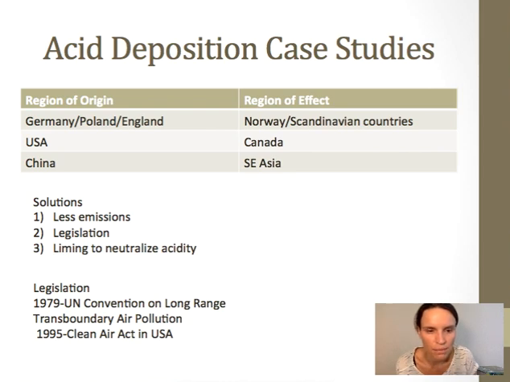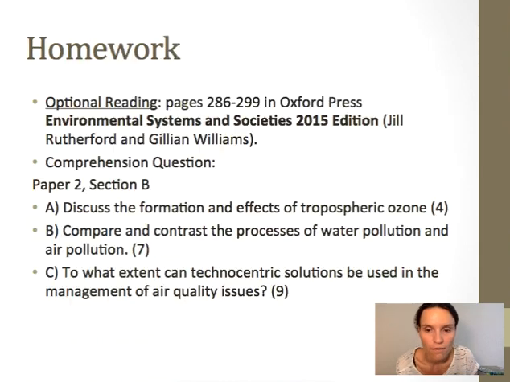So that pretty much ties up the different kinds of atmospheric pollution that we are going to look at. For your homework, you are going to do something a little bit new. If you're following along in the textbook, you're reading 6.3 and 6.4, which is pages 286 to 299. And for your comprehension question, we are going to do paper 2, section B, but not just part C. You are going to try a whole 20-point response.